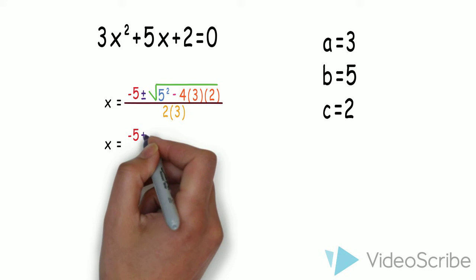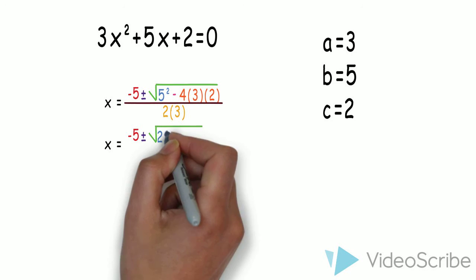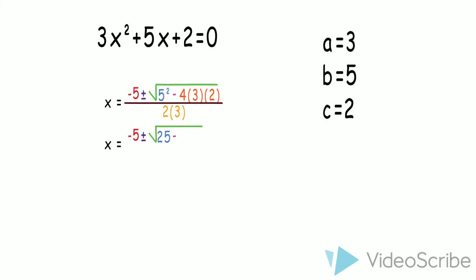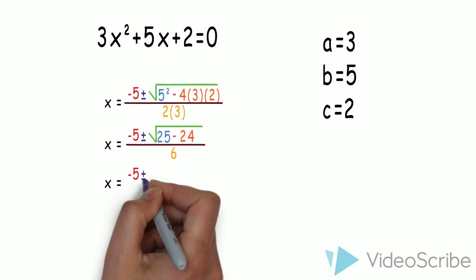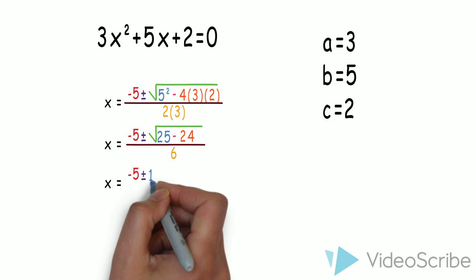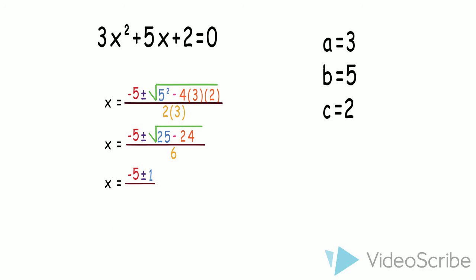Now, simplify everything. We're going to get x equals minus 5 plus or minus the square root of 25 minus 24 divided by 2a, which you're going to simplify to 6. Now, do the discriminant, aka the radical or square root. You're going to end up with minus 5 plus or minus 1 divided by 6.